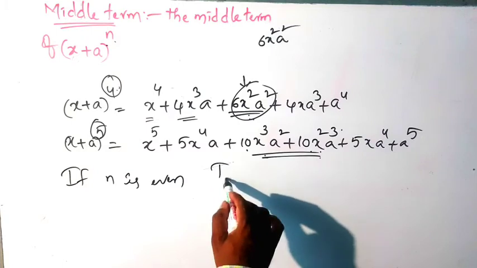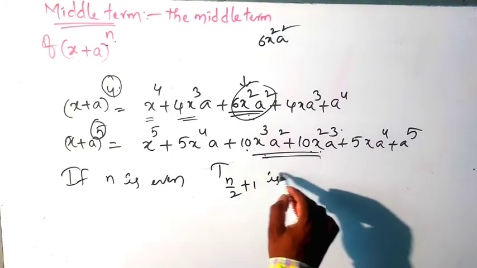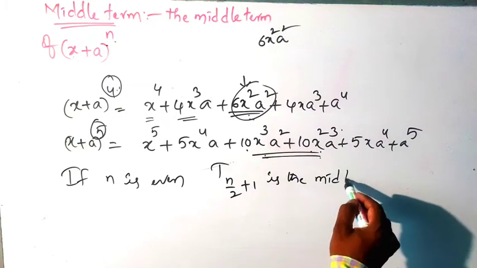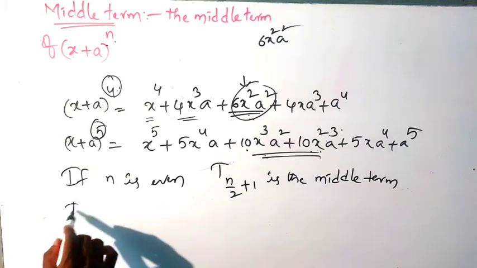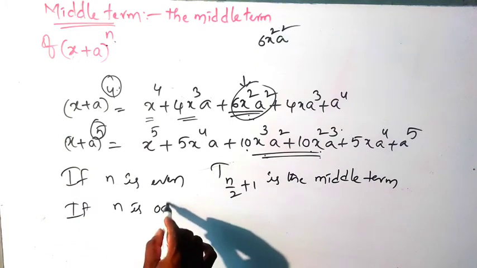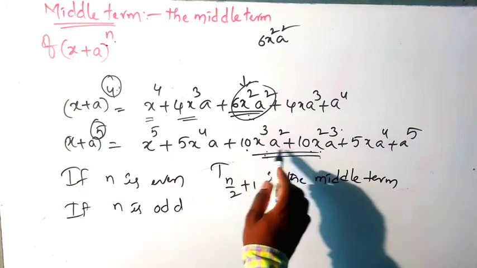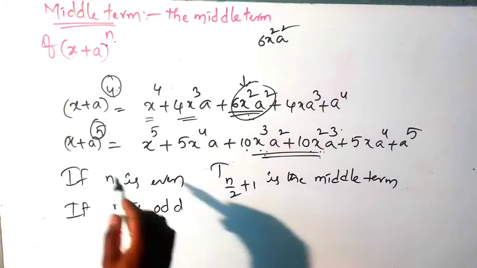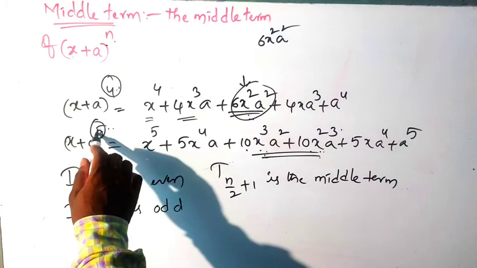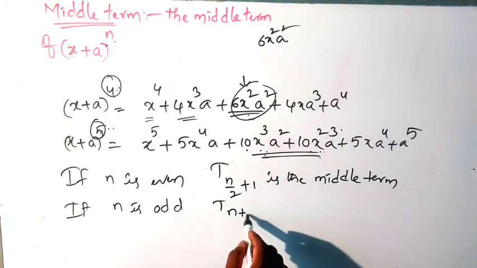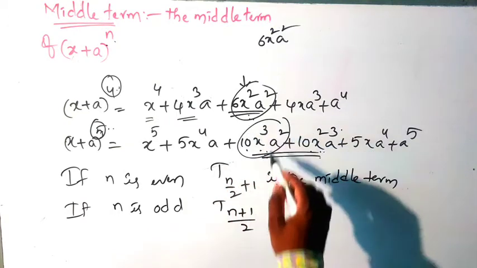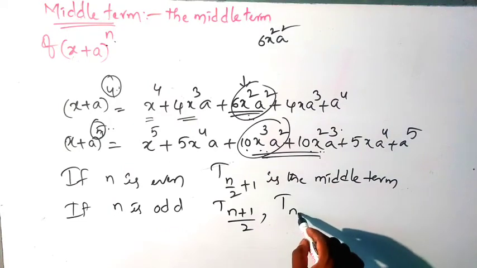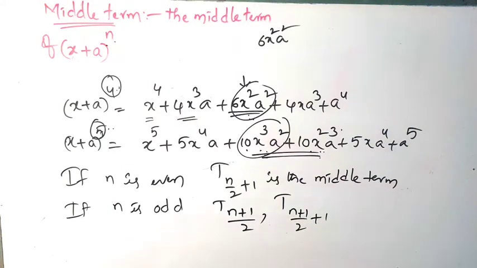If n is even, t(n/2 + 1) is the middle term of the expansion. Okay, suppose if n is odd, how many middle terms exist here? Third and fourth. How to get third and fourth? So we are adding one to 5 and dividing, that is nothing but (n + 1)/2, that is (5 + 1)/2, 6/2, t3 we get here. And one more, that is nothing but t((n + 1)/2 + 1).